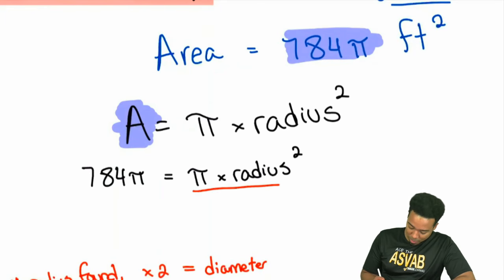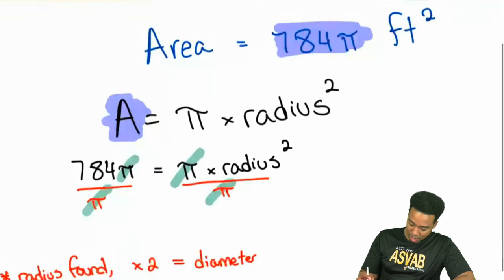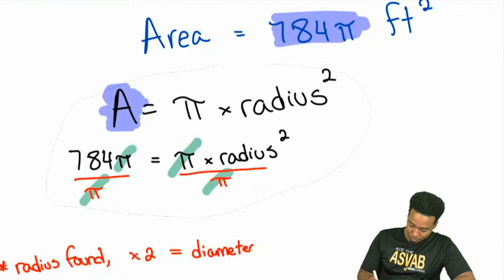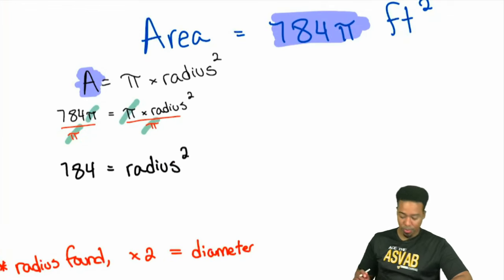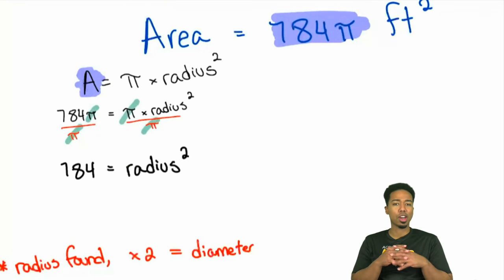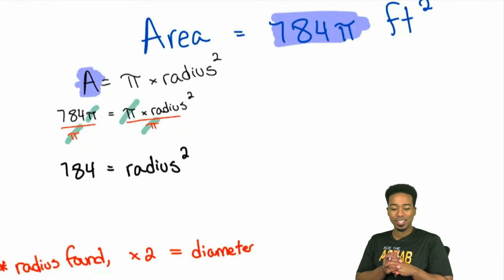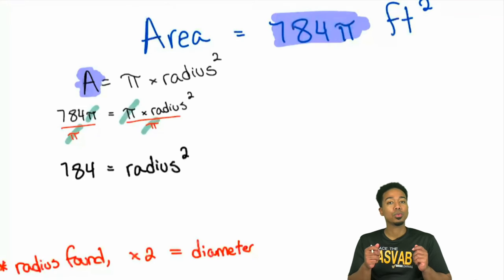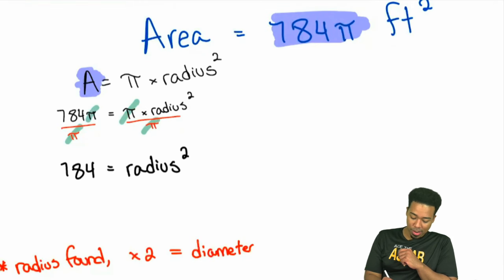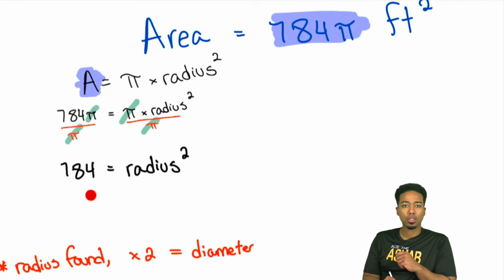So we'll go ahead, divide by pi on both sides. And from there, we are going to cancel out the pi's on both sides, thankfully. So now what we have is 784 equals our radius squared. All right, did anybody get stuck here in terms of figuring out what times itself gives you 784? Yeah, Shakina, what I did here was we divided by pi on both sides, and that got rid of the pi here, got rid of the pi there. So now we just have the numbers that were involved, 784 equals radius squared.